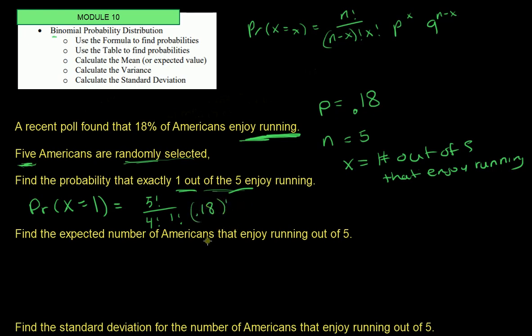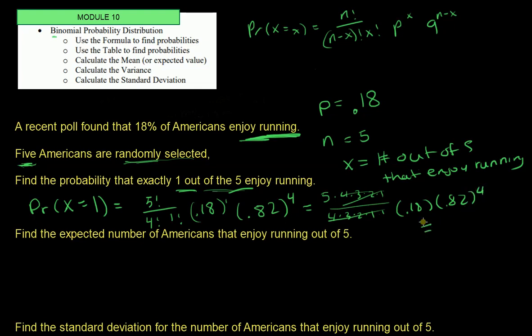Q, what's Q? Q is 1 minus p. So it's basically the probability of a failure, or the probability of not enjoying running in this case. So 0.82 raised to the 4, the n minus x, 5 minus 1. Okay? So 5 factorial, what is that? 5 times 4 times 3 times 2 times 1, over 4 factorial, and then 1 factorial is just 1. Okay, so all these cancel. You're left with just 5. So 5 times 0.18 times 0.82 to the 4th power.